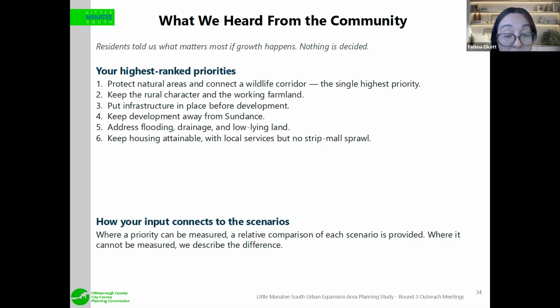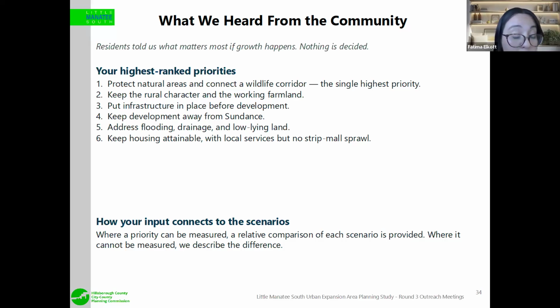One of the biggest ranked priorities from the survey, these comments, in person and in these virtual meetings, number one, consistently continues to be to protect the natural areas and connect a potential wildlife corridor. We also heard a big priority is to keep the rural character and the working farmland in this area, as well as to put infrastructure in place before any development. We heard specifically from the Sundance community to keep any development away from Sundance. And we also heard overall in the area to address the current flooding, drainage, and low-lying land that is an issue.